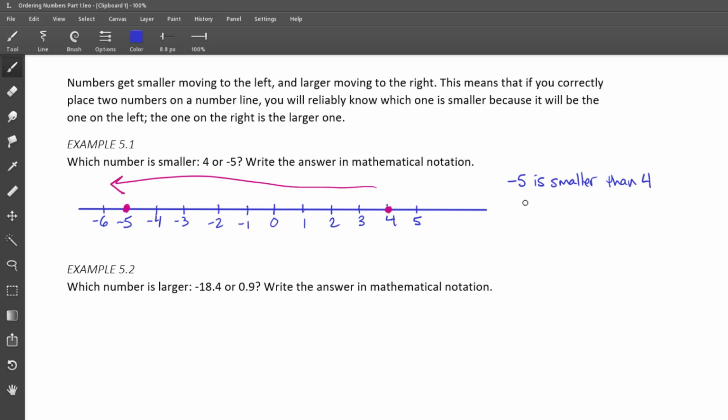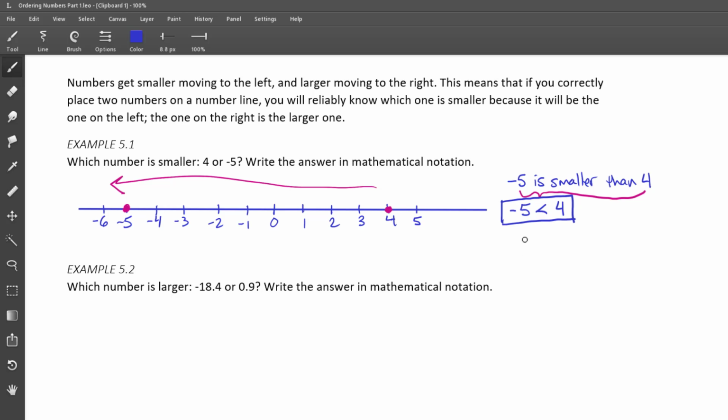Now we're asked to write this answer in mathematical notation. We could do it a few different ways. I'm just going to pick two. -5 is less than 4. That's the literal mathematical translation of this sentence. We were asked which number was smaller, so it makes sense to write the answer this way.